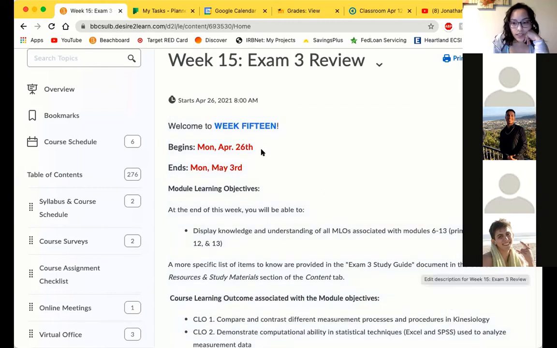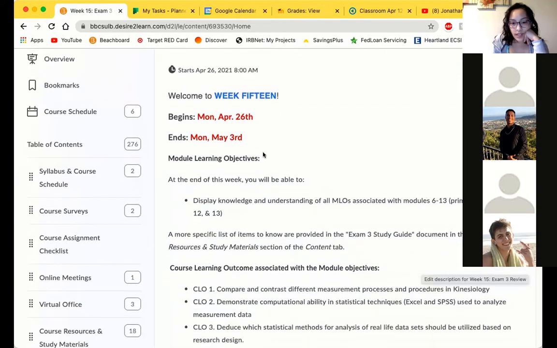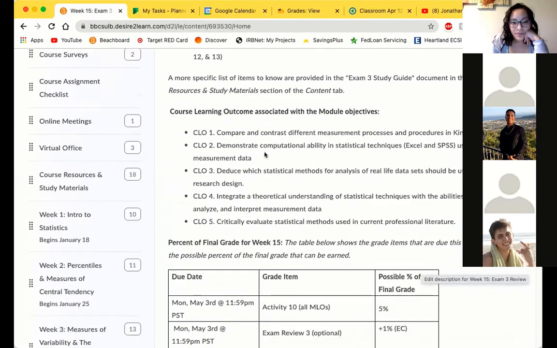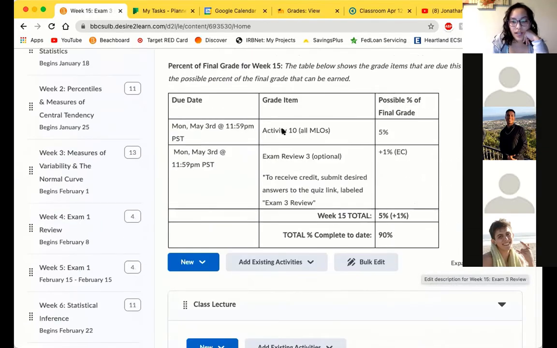So this week is review week, and there are a lot of review opportunities. It's a little bit unconventional. You don't have a mandatory quiz, but you do have a mandatory activity, right? So activity 10 is going to be a review activity. It's pretty much what we're doing in the review today. You get to do it again, but it's graded.